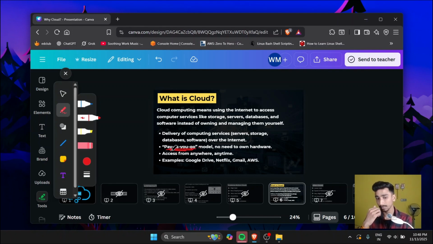It means you will only use what you want to use. If you want 4 GB of bandwidth, you will be only charged for 4 GB of bandwidth. If you want to use those storage, servers, the database for only 4 hours, then you will be charged for only 4 hours.